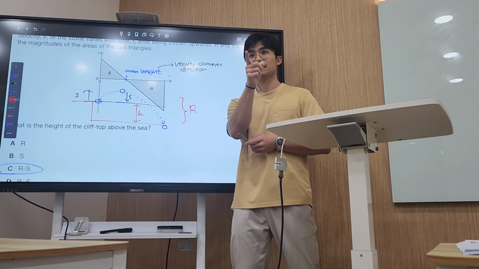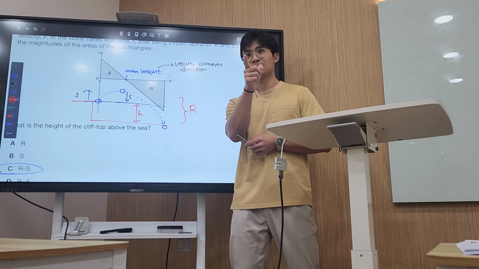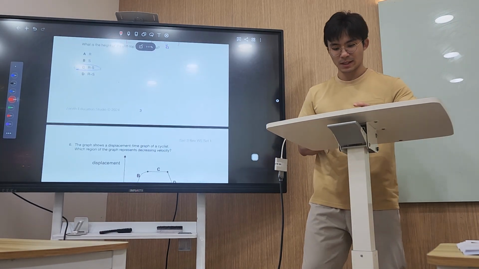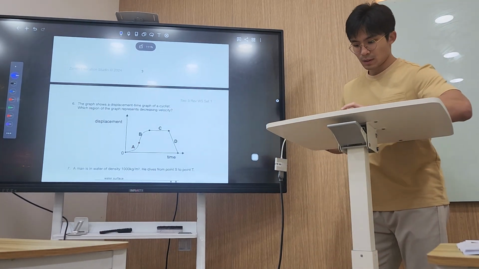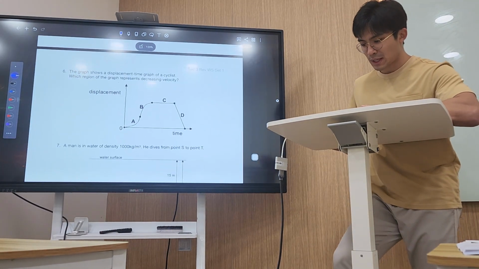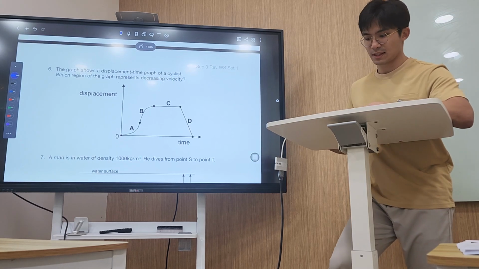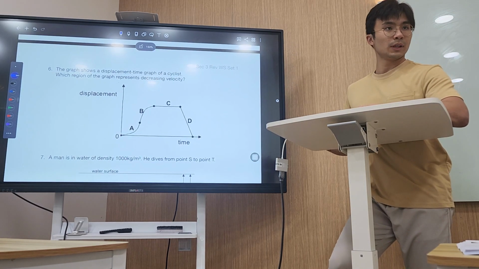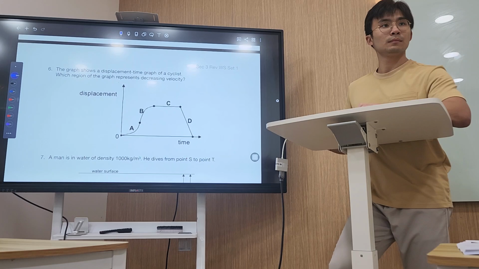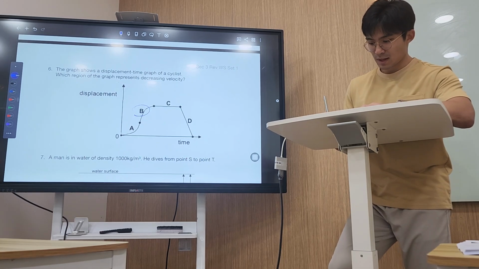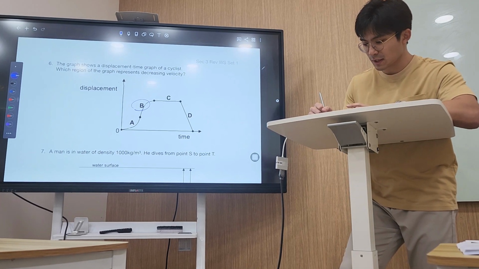Yes? Okay, good. Next. Displacement time graph. Which one shows decreasing velocity? Good? B. Agree. Okay, decreasing velocity.